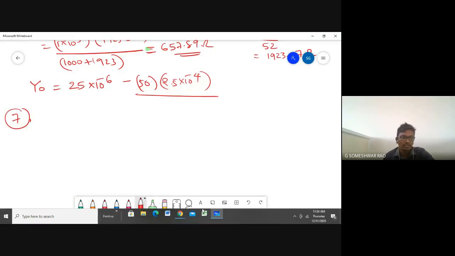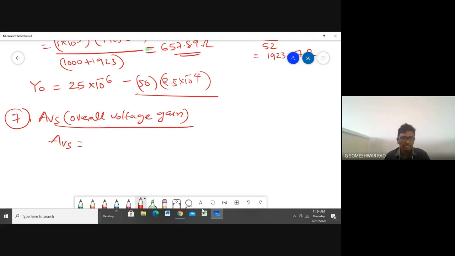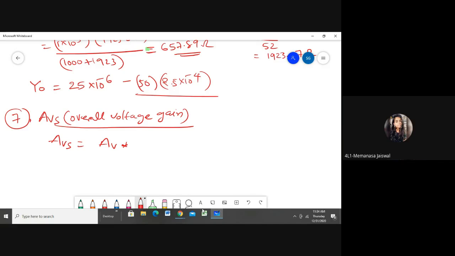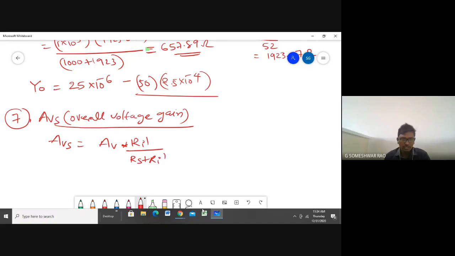Now tell me, what is the seventh parameter? The seventh parameter is AVS. What does AVS stand for? Overall voltage gain. So what is the overall voltage gain formula? AVS is equal to AV into Ri dash by Rs plus Ri dash. We have calculated Ri dash, and we have also calculated AV, and we have Rs. Now this is 49.32 into Ri dash, which we just obtained.